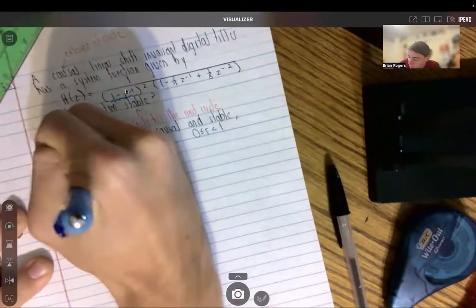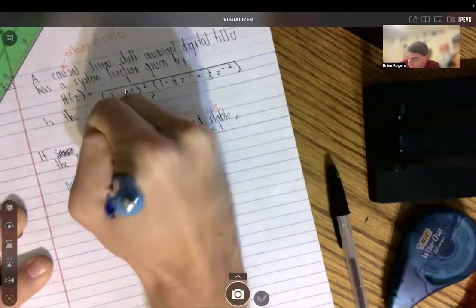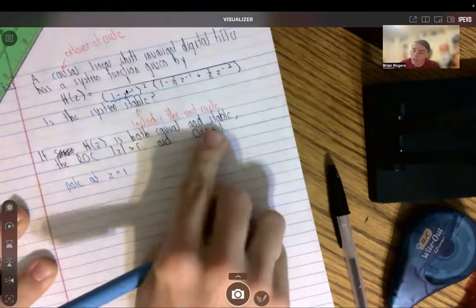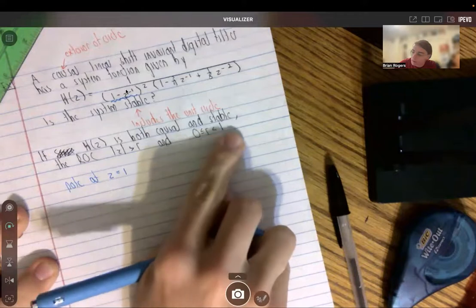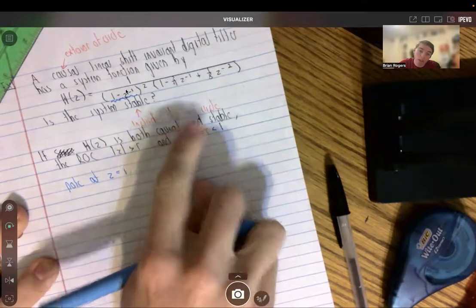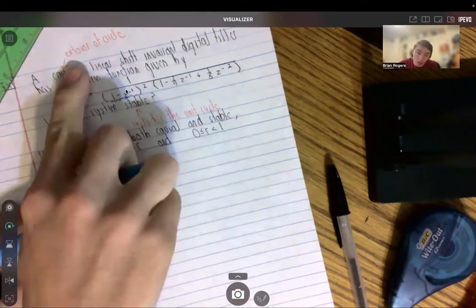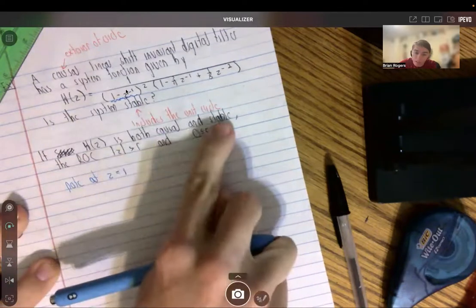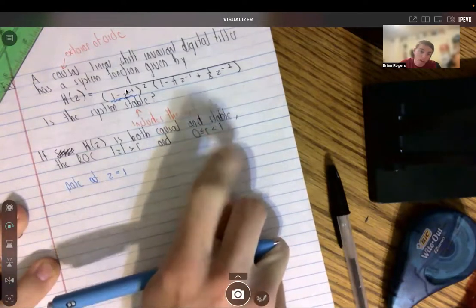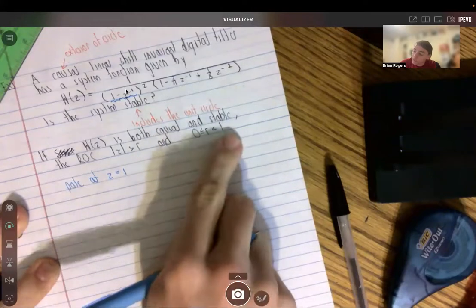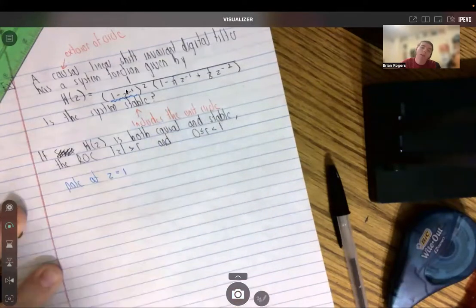So already we have a pole at z equals 1. And so it's already not stable because that pole is at 1. And remember, in order to be causal and stable, because they told us it's causal, so we know that, we're just checking if it's stable. The poles cannot include 1. They have to be between 0 and 1, including 0, but not 1.